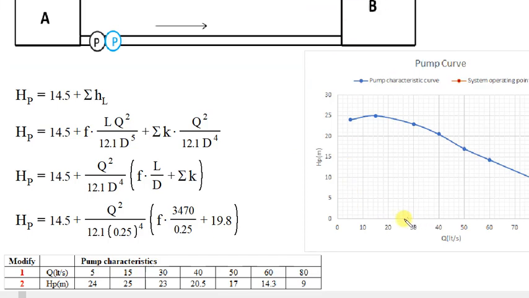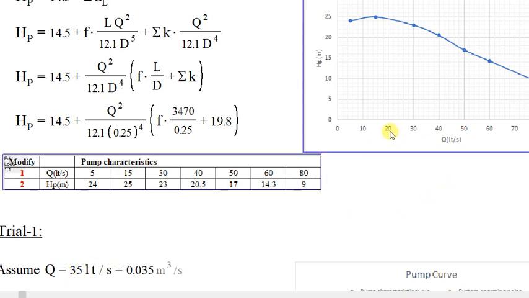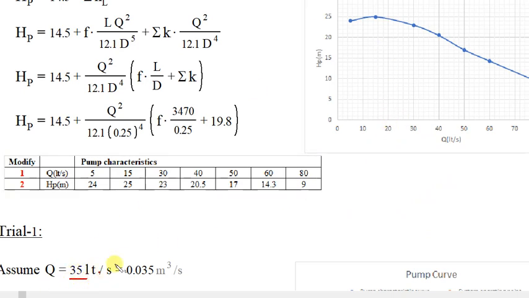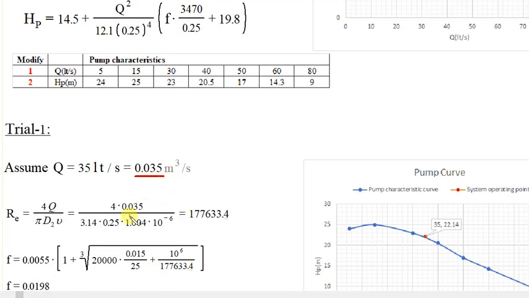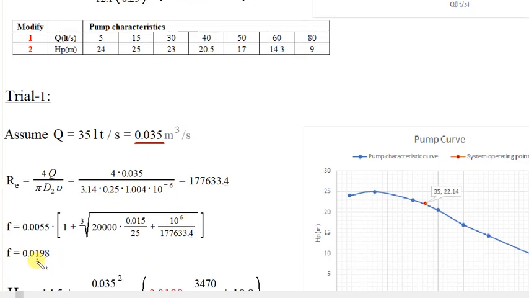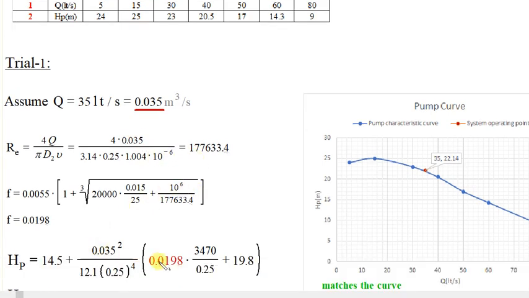I can assume 30, for example. Here I think we have assumed 35. So assuming 35 Q, be careful with the units, which is 0.035 meter cube per second. So substituting this meter cube per second in Reynolds, try to get Reynolds, and then get F. That's why I told you there is no trials. There are no trials because we are assuming Q, so you can directly get the real F, which is based on Reynolds. After that, substitute it in Bernoulli.